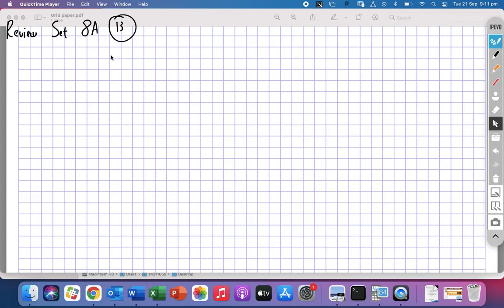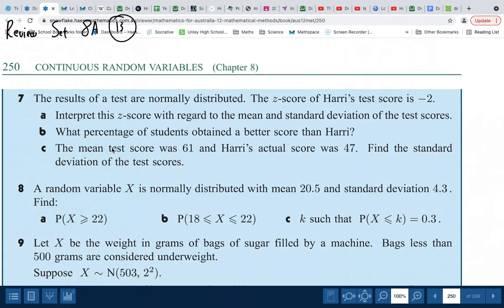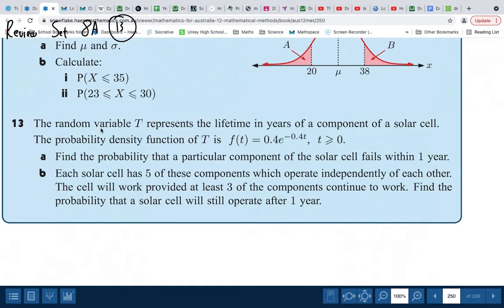The last question in review set 8A, question 13. It's down here. Random variable t represents the lifetime in years of a component of a solar cell. So part of a solar cell. The probability density function of t is given. Right. So for this to be valid, the integral needs to equal 1, which it does.